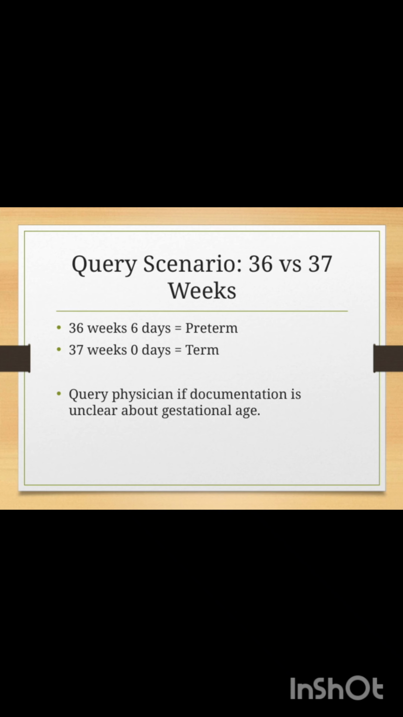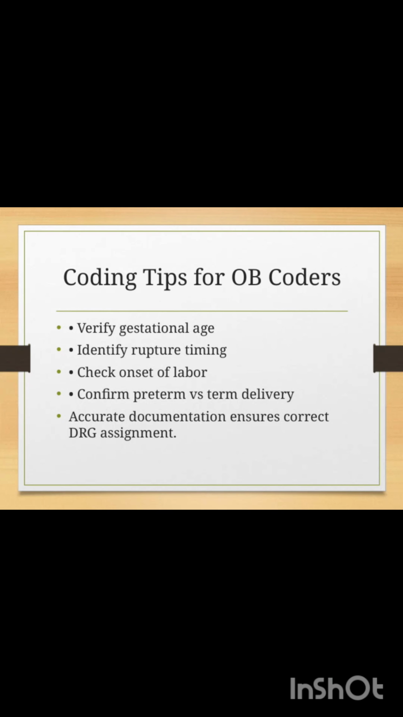Let's talk about some key documentation points that are crucial for accurate coding. First, verifying the gestational age is essential because it helps determine whether we're dealing with a preterm or term delivery. Next, it's important to identify the timing of rupture, as this can impact the coding and classification of the case. We also need to check the onset of labor, since this information influences the clinical picture and coding decisions. Finally, confirming whether the delivery was preterm or at term ensures that we assign the correct DRG.